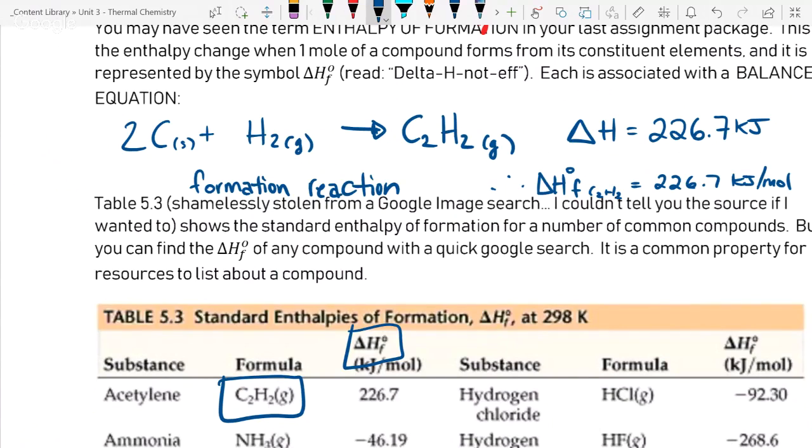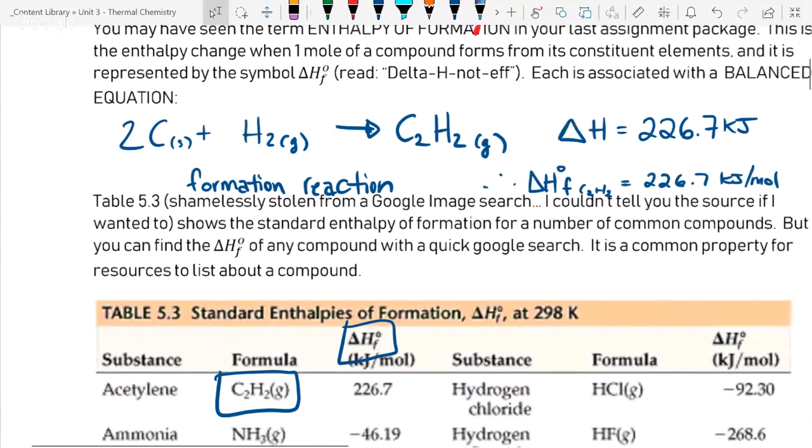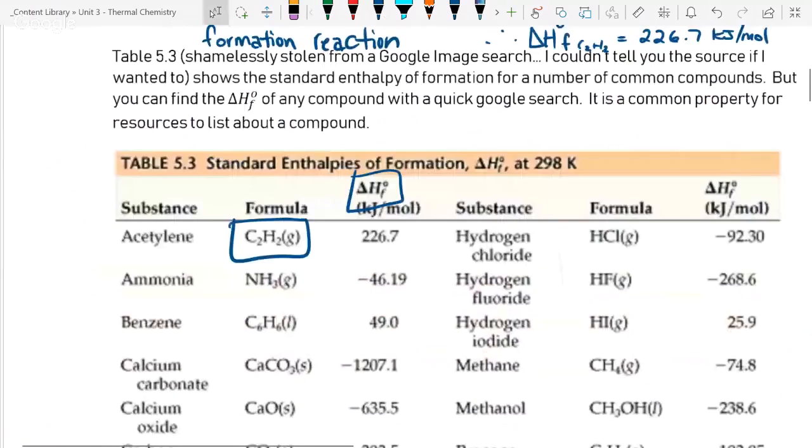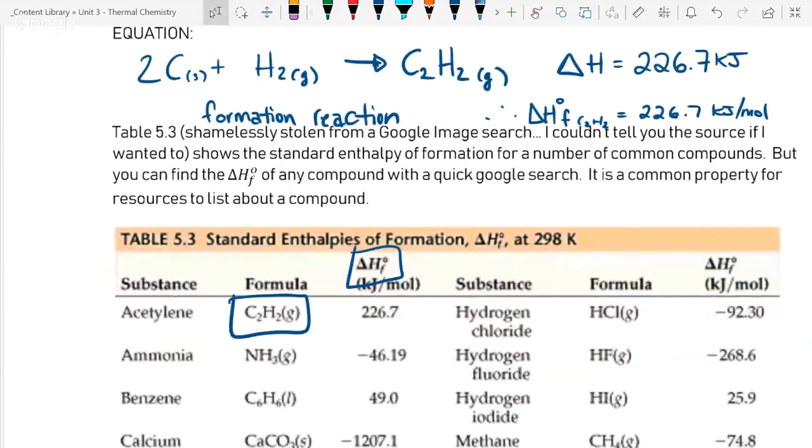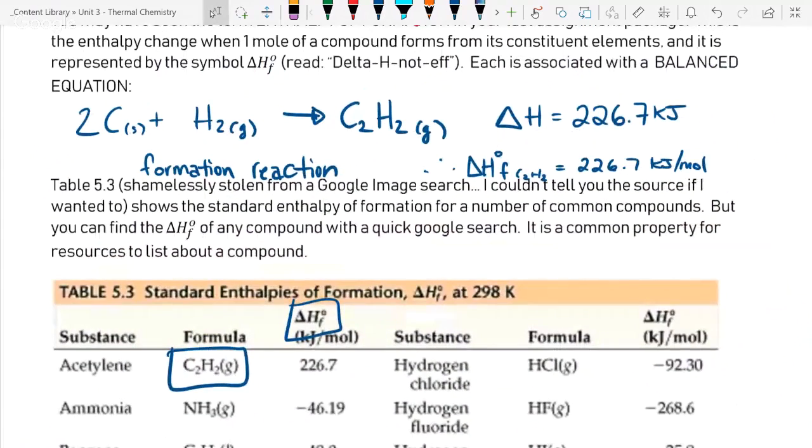Again, this work isn't the important part. I'm just showing you where this comes from. Does that make sense? Point being, for any compound you can imagine, its delta H naught F can be found and reported. And keep in mind that it's just going to be the reaction that made it out of its elemental parts.